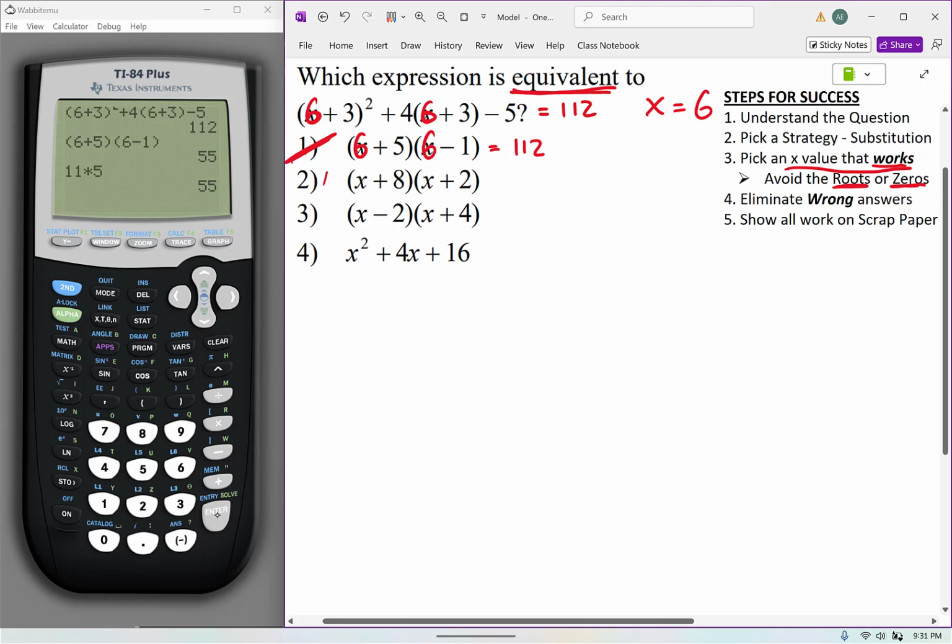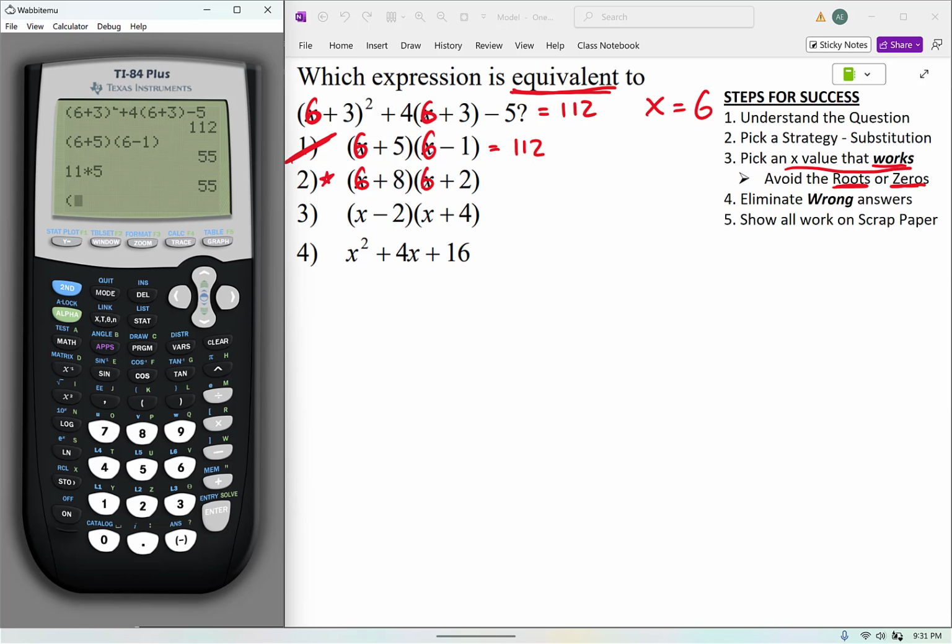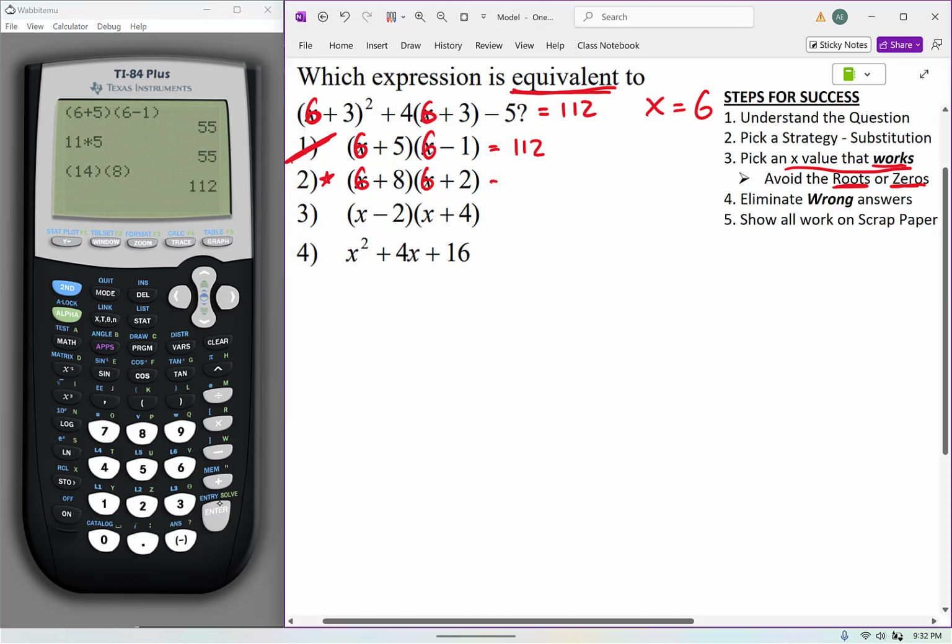I have a hunch. I think it's 2, because those are big numbers. So that would be 6 plus 8 and 6 plus 2. You could just type it in, but I know that that's 14 and that's 8. And yeah, that was the 112. So I found my answer. It's answer choice 2, right? That first one was 55.